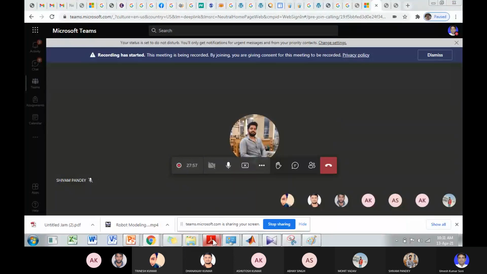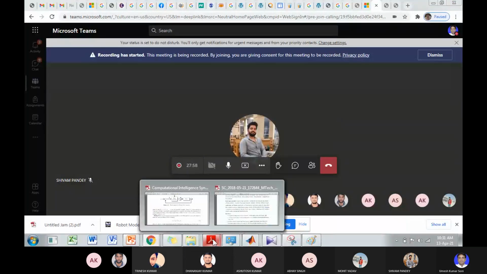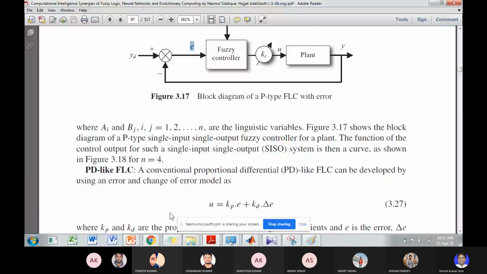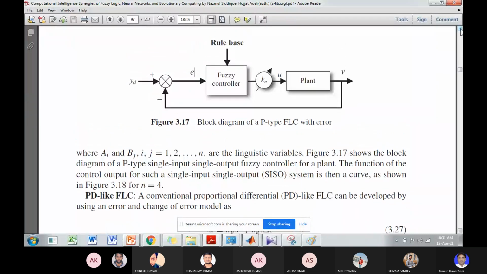So if you can see in today this again now, here 3.17, you can see the screen.